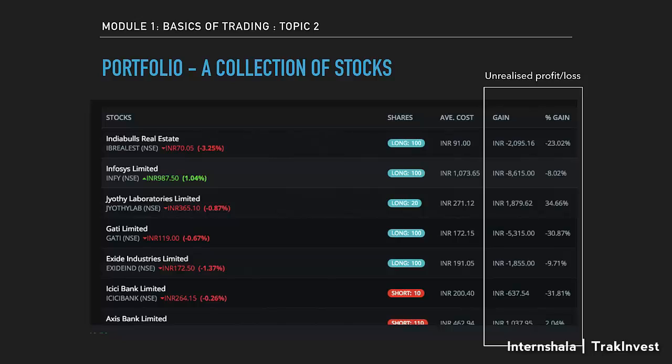For instance, Indiabulls Real Estate is still a part of my portfolio and showing a loss of negative 2095.16 rupees with a percentage loss of 23.02%. This is unrealized loss. As soon as I sell Indiabulls Real Estate, say for instance I place a sell order right now, in that case I take account of this loss and hence the loss becomes a realized loss.